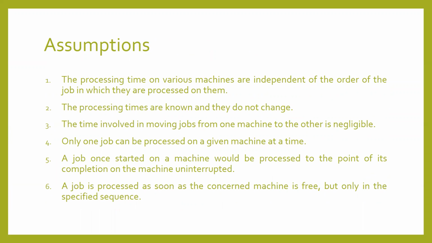A job once started on a machine would be processed to the point of its completion on the machine uninterrupted. So there's no interruption. We are assuming that it will be completed as per the given schedule or the time given. And finally, a job is processed as soon as the concerned machine is free, but only in the specified sequence.